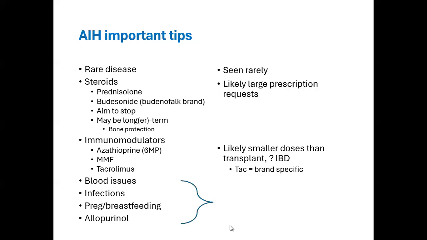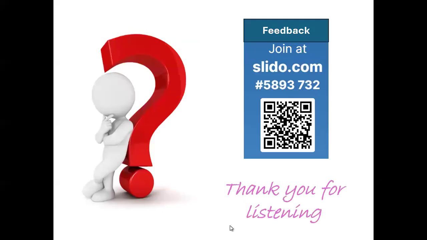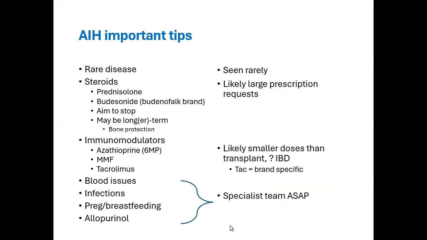Apologies. With regards to blood issues, they are very common with autoimmune hepatitis, particularly liver function going off and white blood cells and neutrophils going down. They're normally because of the autoimmune hepatitis itself, rather than the drugs. So if you see any blood issues in an autoimmune hepatitis patient, don't stop the immunomodulator or the steroids, because actually that might make it worse.